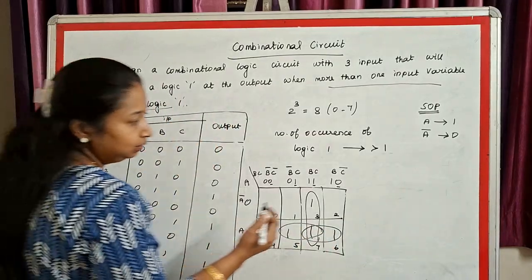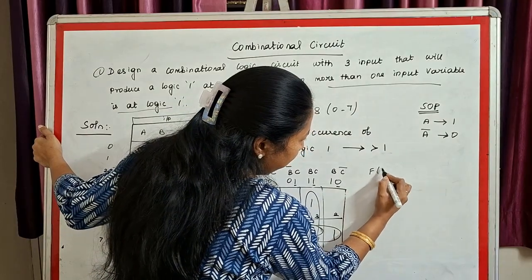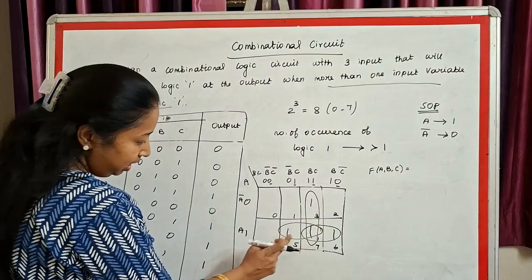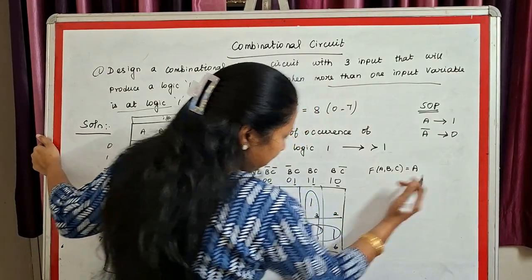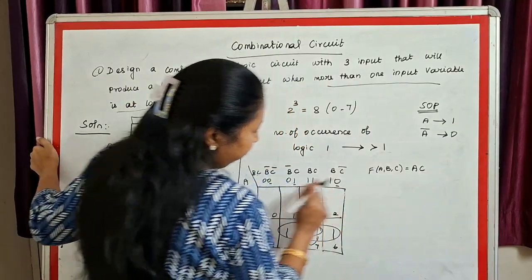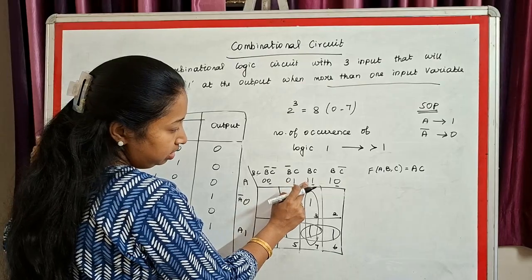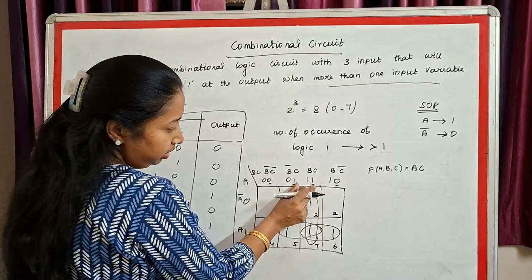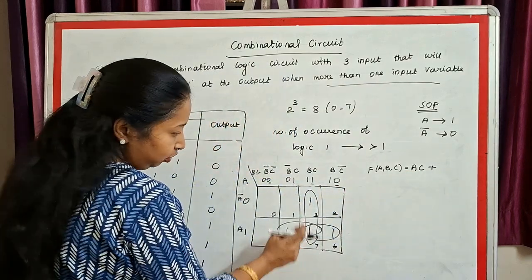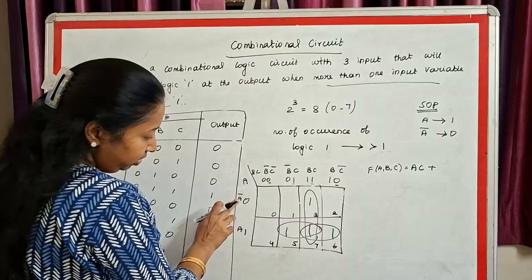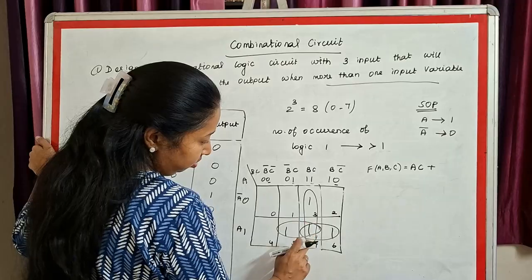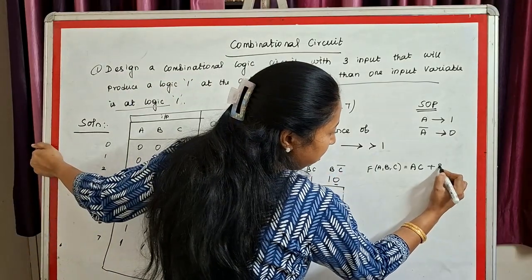Fine. What is the expression for this? This is f of a, b, c is equal to, give me the expression. It is a, and for this bubble on the horizontal, what is the equation? It is c. The first variable is varying, here it is b bar, here it is b, so I cannot write it. The second variable alone is common, so I will write c. Now, for this bubble on the vertical, both are varying. Here it is a bar, here it is a, so I cannot include that. I will include only these two variables, that is b and c.